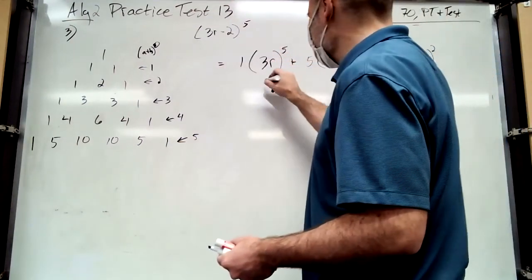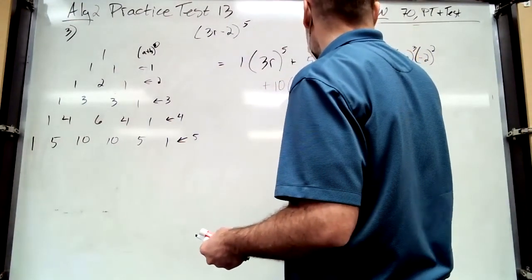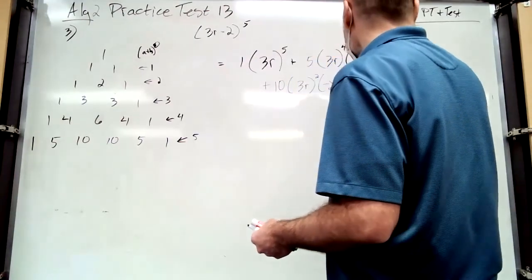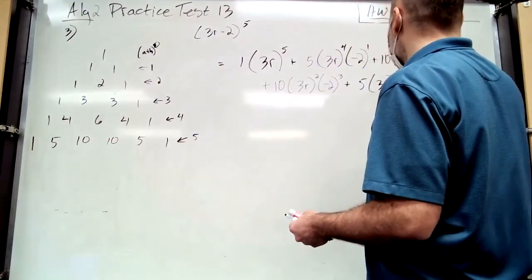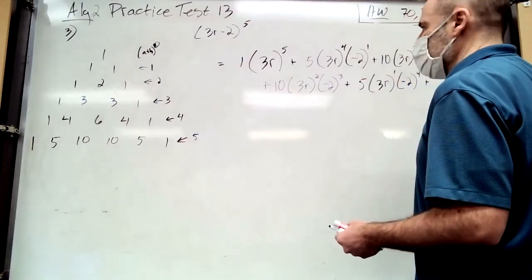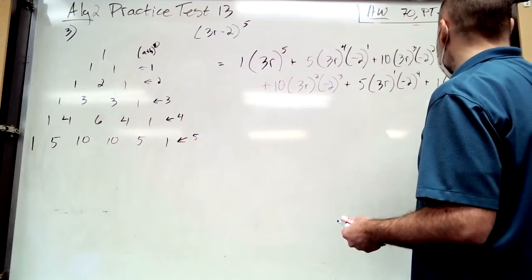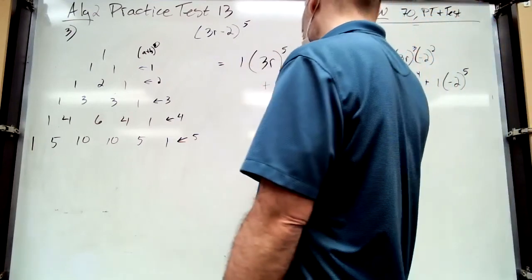Okay? Next is another 10. And then 3r's go down to 2, negative 2's go up to 3. Now we got a 5, so we got the 3r's going to 1, the negative 2's going to 4. And last but not least, you got 1, no 3r's because it's to the 0, and then just -2 to the 5th. All right, so do all that math.